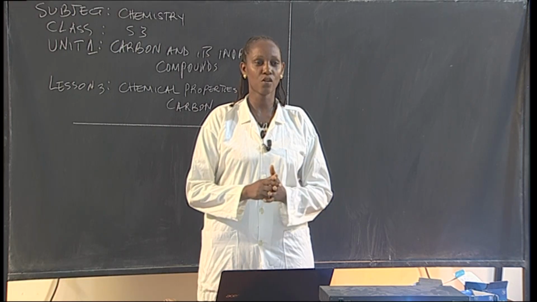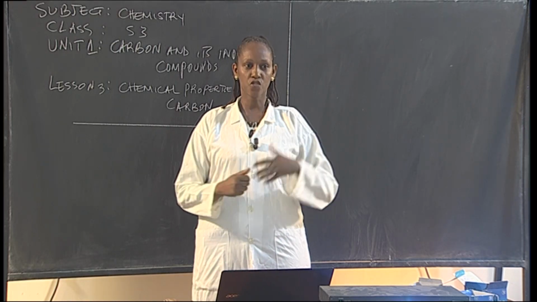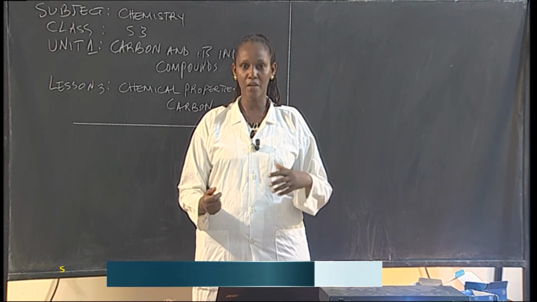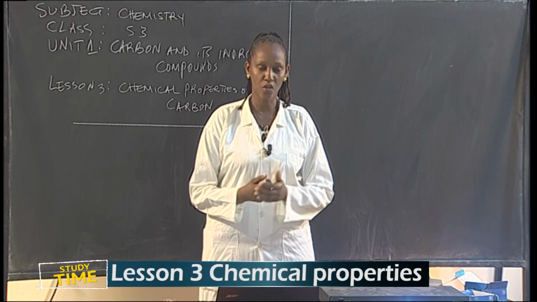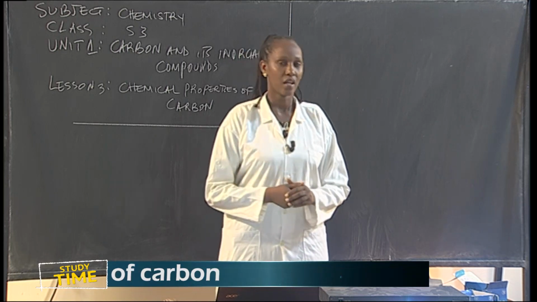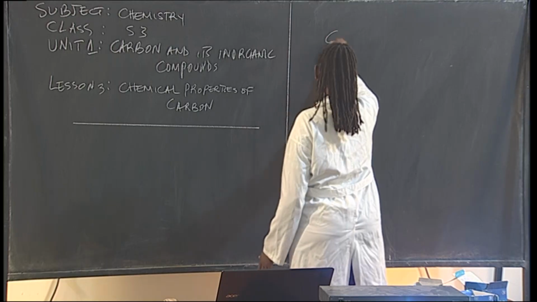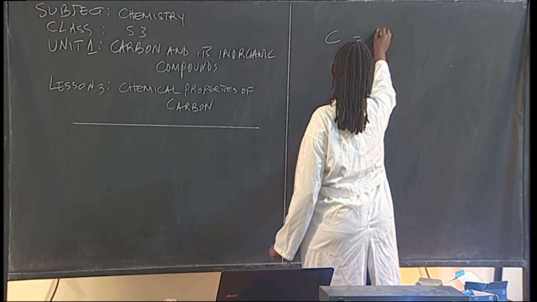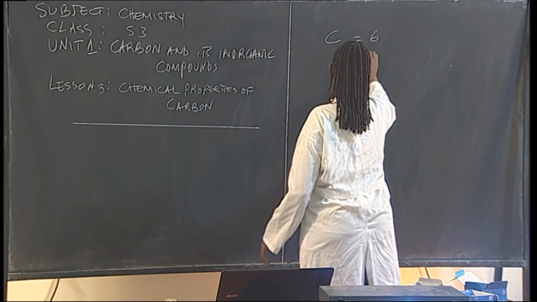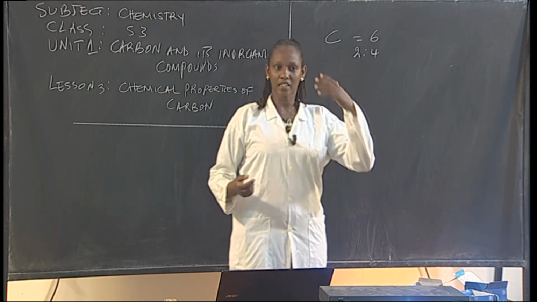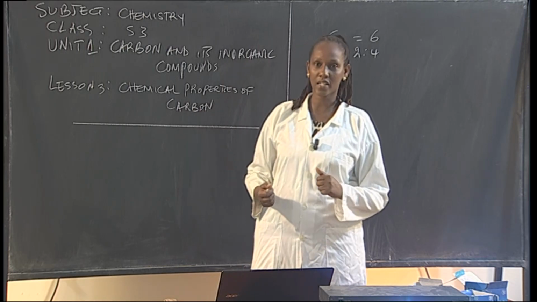Chemical properties of carbon. To remind you, carbon is in group 4, it has atomic number 6. So carbon is in the periodic table like other elements. It has atomic number of 6, electronic configuration 2 and 4. So today we're going to look at its chemical properties, all right?